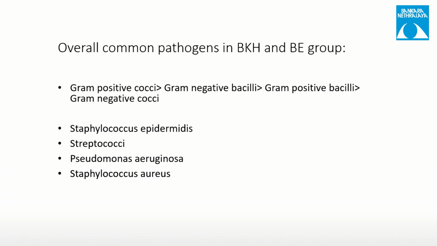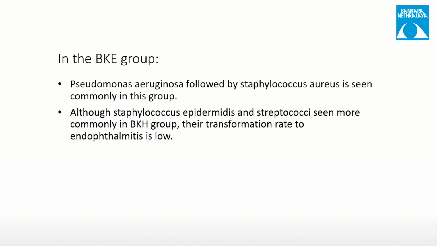After that, what is the microbiological characteristic in each group? In the group of bacterial keratitis and bacterial endophthalmitis not related to keratitis, the organisms were Staphylococcus epidermidis, Streptococci, Pseudomonas aeruginosa, followed by Staphylococcus aureus. While in bacterial keratitis-related endophthalmitis, Pseudomonas aeruginosa followed by Staphylococcus aureus is seen most commonly.